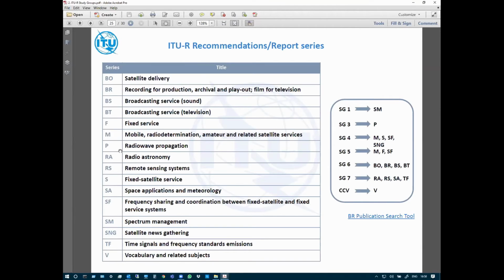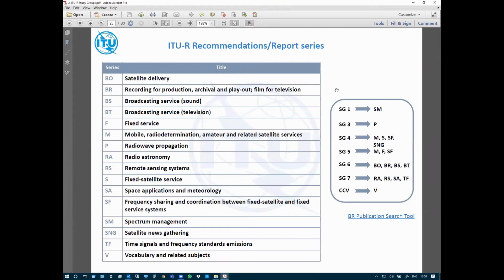services, P for radio wave propagation, RA for radio astronomy, RS for remote sensing and system, S for fixed satellite services, SA space application and meteorology, SF frequency sharing and coordination between fixed satellite and fixed services, SM spectrum management, SNG satellite news gathering, TF time signal and frequency standard emission, and V for vocabulary and related subject.